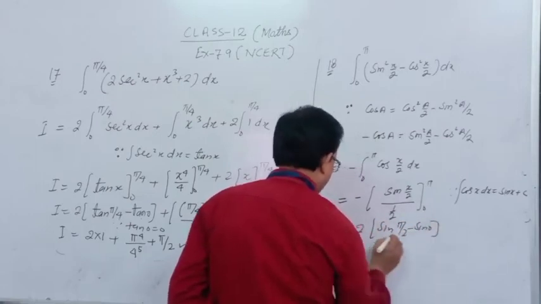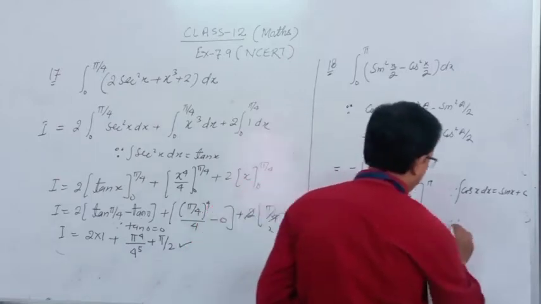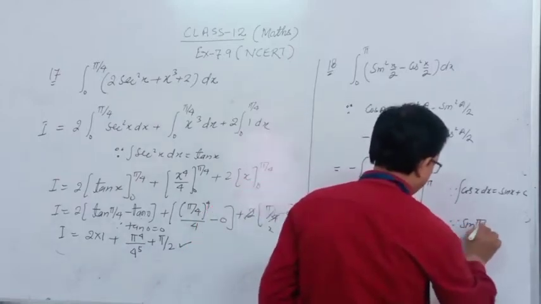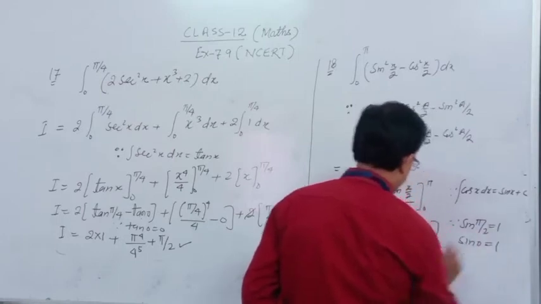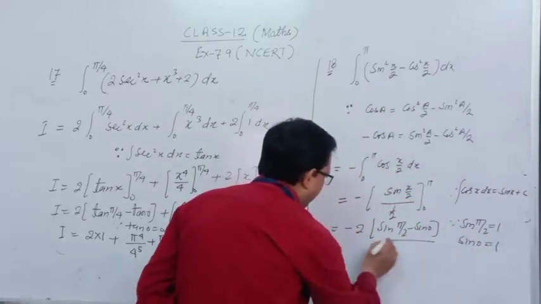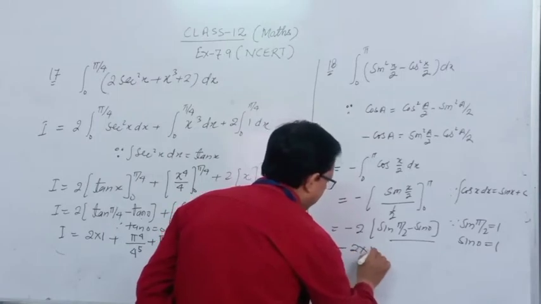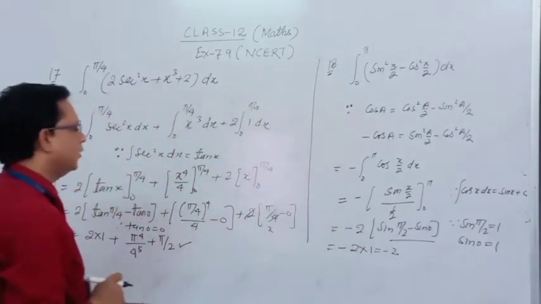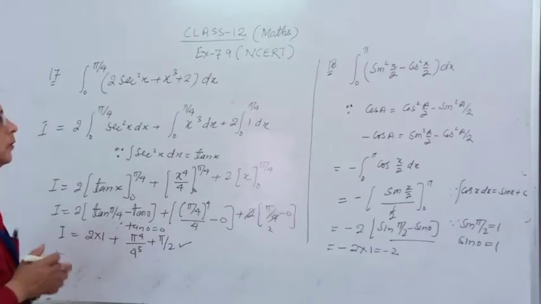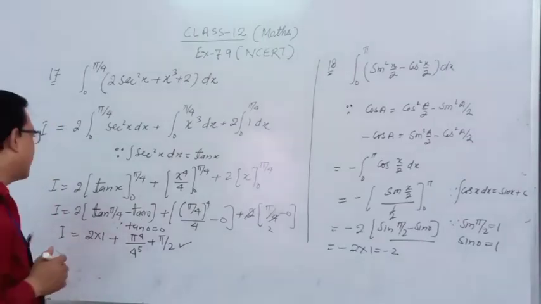0, and the value of sin pi by 2 is 1 and sin 0 is 0. So the whole becomes 1, so this is minus 2 into 1, this minus. So if you will note this question, now this is your homework time.